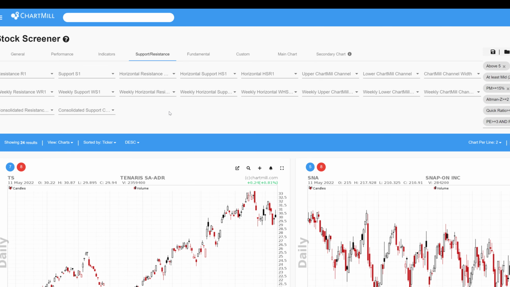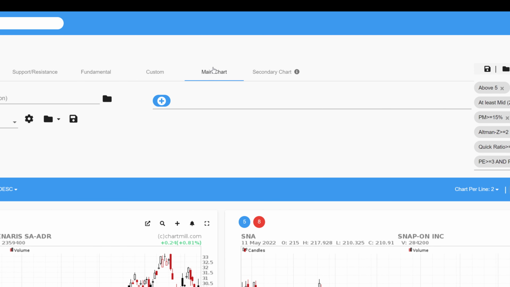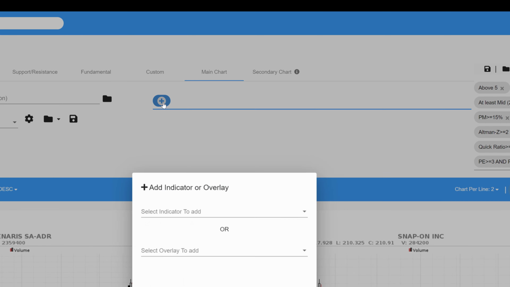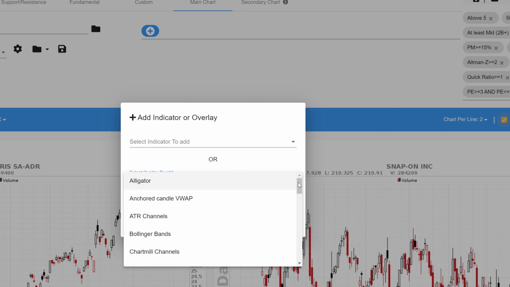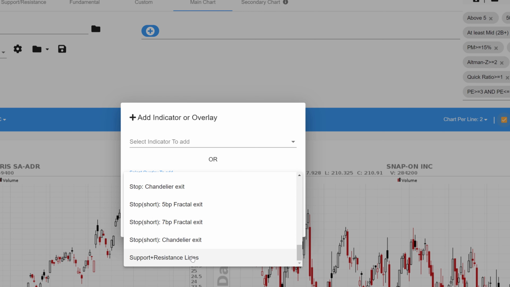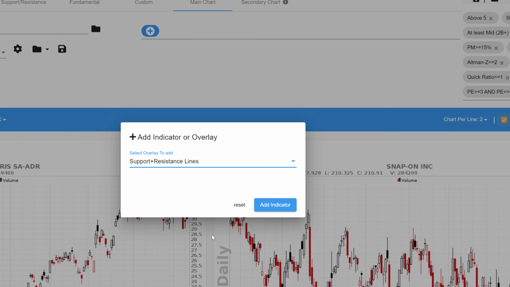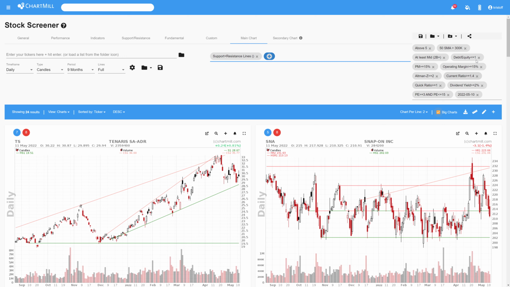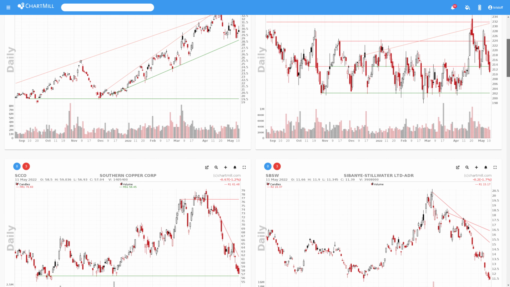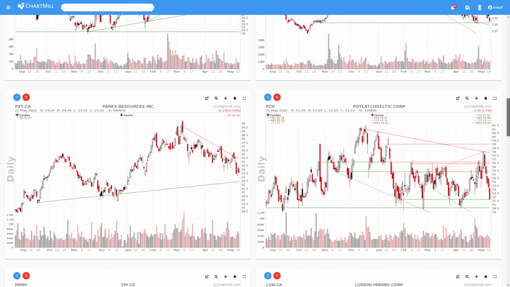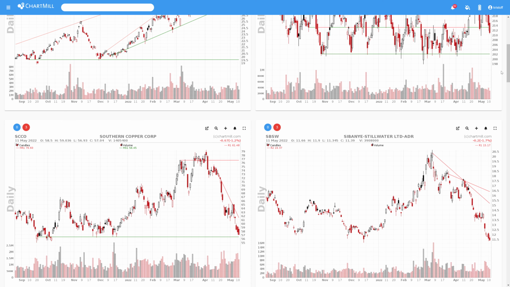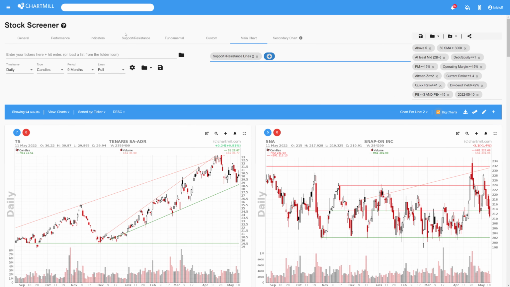First, select the main chart and remove all the remaining indicators and overlays. Then make sure that the support and resistance lines are visible on the chart by adding them as an overlay on your chart. You do this by clicking on the plus sign in the main chart tab, and in the field Select Overlay, press the letter S several times until you see the option Support and Resistance Lines. Then click on Add Indicator. All you see now are support and resistance zones, both horizontal and diagonal, automatically generated by ChartMill. These are certainly not perfect, but it does ensure that specific support and resistance levels and channels are quickly recognized. Red is resistance and green is support.